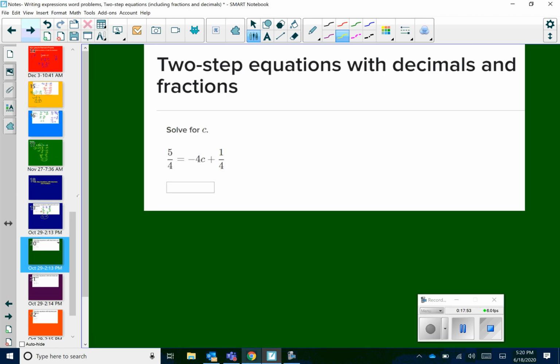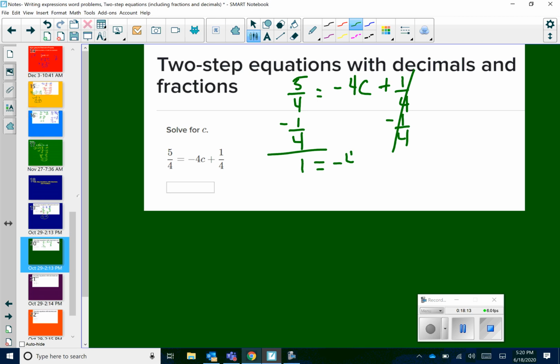Okay, again, let me just copy this down. 5/4 equals negative 4c plus 1/4. So our first step is to subtract 1/4. What we do to one side, we do to the other. 5/4 minus 1/4 is 4/4, which equals 1 whole. And then to get c by itself, we're simply just dividing through by negative 4. And 1 over negative 4 means my final answer is negative 1/4.